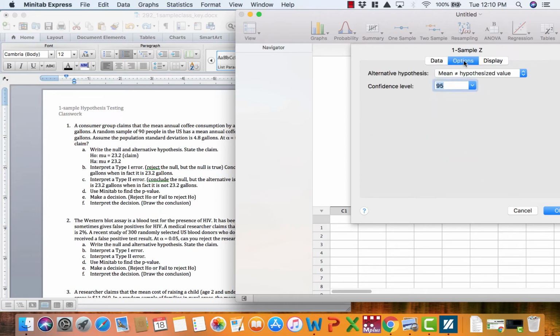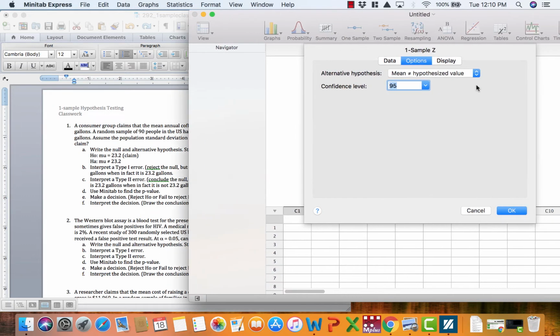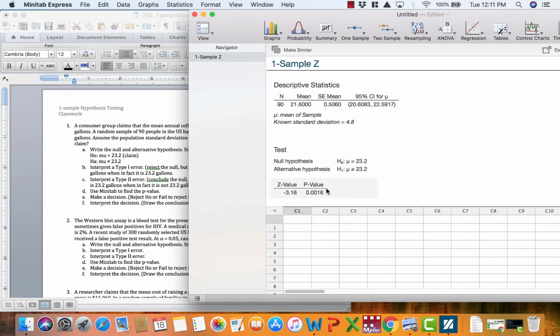All right, and then we need to go under options, and we need to specify the alternative hypothesis. Do we have a two-tailed test, a left-tailed test, or a right-tailed test? We can look at our alternative here that reads mu not equal to 23.2, so we can leave it on the default of not equal to. We can ignore the confidence level because we're not performing a confidence interval. Simply press OK.